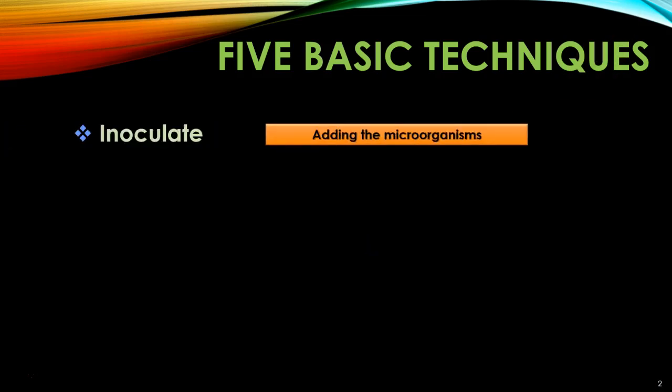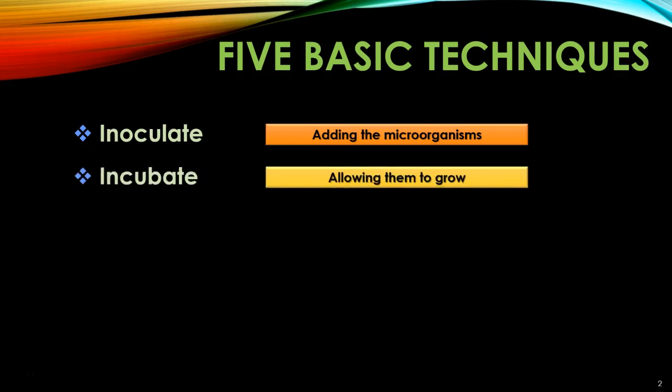The first step is we inoculate something, and that's basically meaning we add the microorganisms. The second step is to incubate. Once we've inoculated something, we can't see the bacteria because they're so small. But if we put them into an incubator at the best temperature they're going to grow at and let them grow, we can eventually see the evidence of them in something that we call a colony.